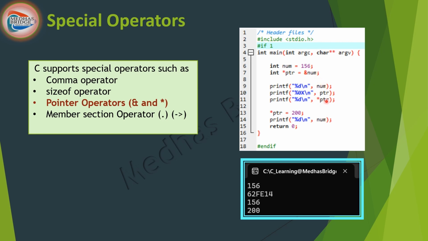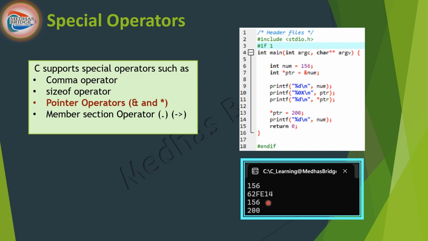Star means you are referring to the value in that address, which is nothing but 156, right? That is what it is. If I compile this code and run it, this is the output that you can see: 156, and then the address, and star ptr also pointing to num, and hence 156.